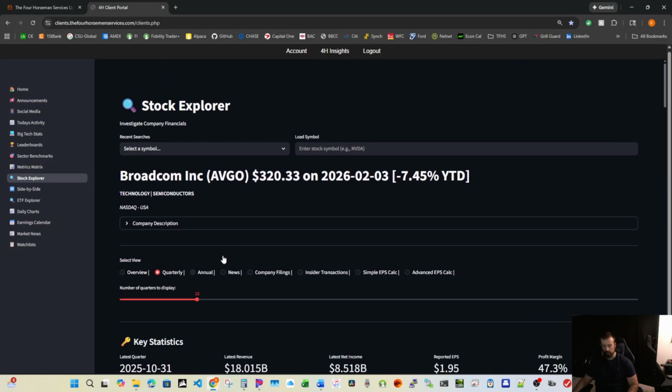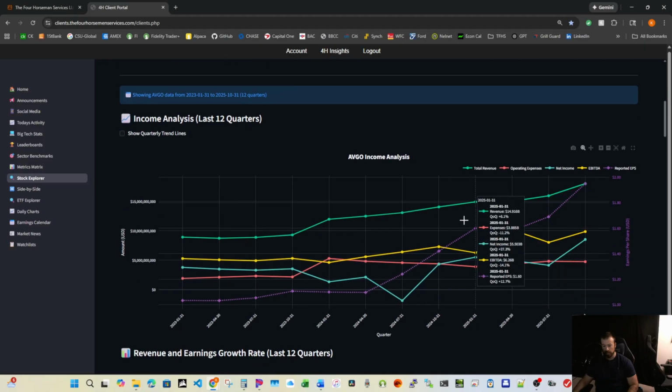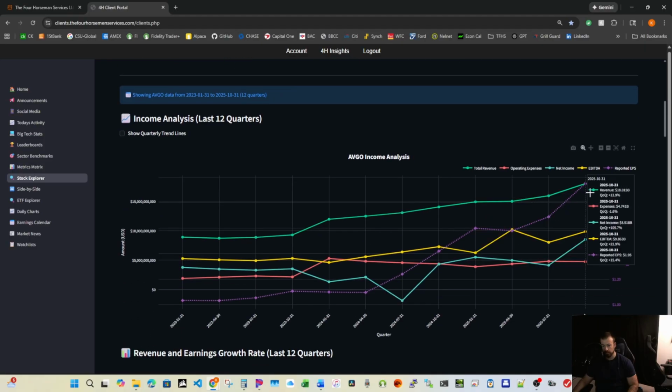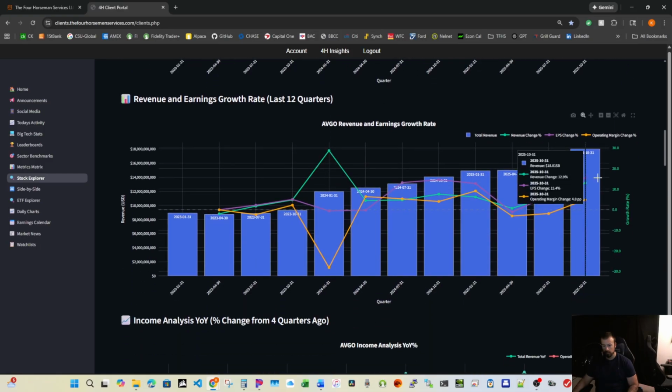I can look through different information to see how the quarters have been performing. Here I'm seeing that revenue and EPS keep on going up. And here I am looking at total revenue changes, EPS changes, and our total revenue numbers keep going up and to the right, which is a great sign.